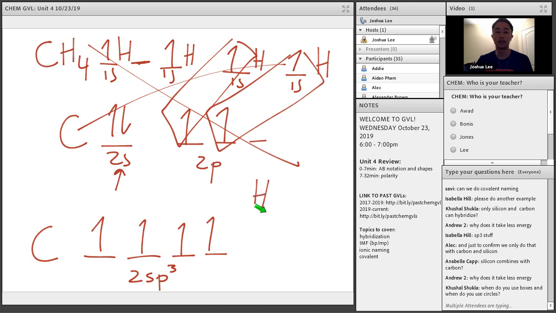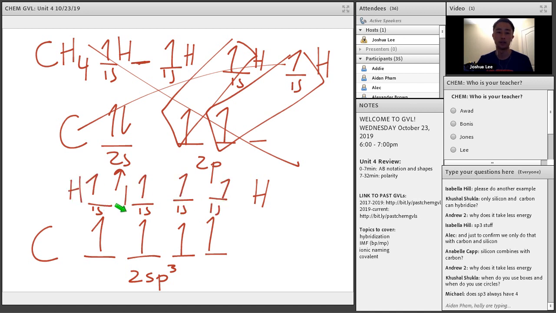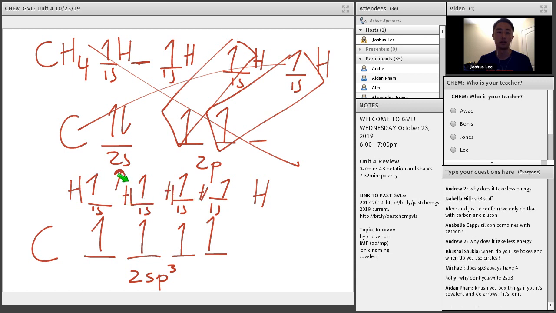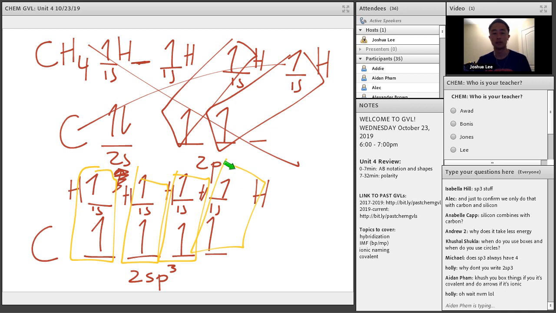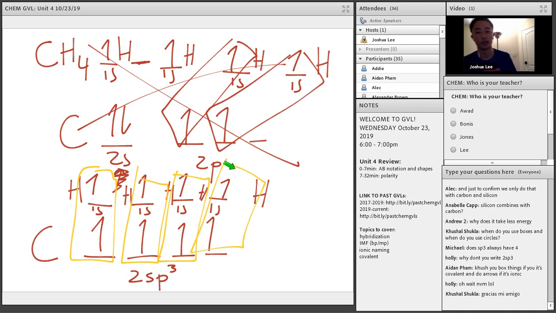And then our hydrogens, I'm just going to do 1s, 1s, 1s, 1s. But hopefully you know that these are just 4 individual hydrogens. I'll just write H, H, H, H. And then box, box, box, box. So that's how you can make the bonding. That's really the only question I could give you, and explaining why carbon does this or why silicon does this.